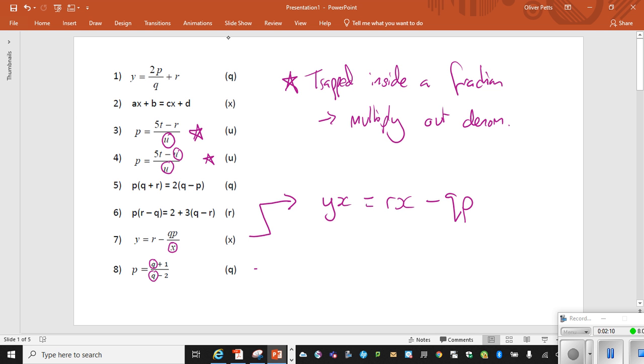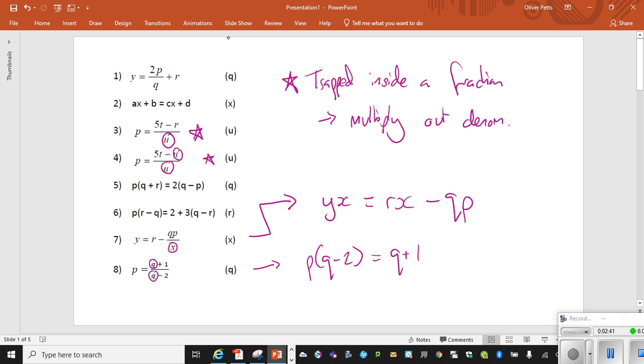If we have a look at question 8, q is trapped in two places. Again, let's just multiply out the denominator. So we're going to have p multiplied by q minus 2 on the left-hand side, and then simply q plus 1 on the right. So it's important, if your subject is trapped within a fraction, we have to multiply out the denominator to stop it from being a fraction.